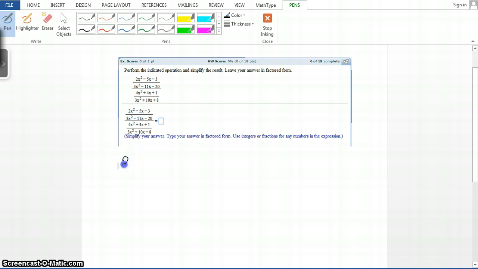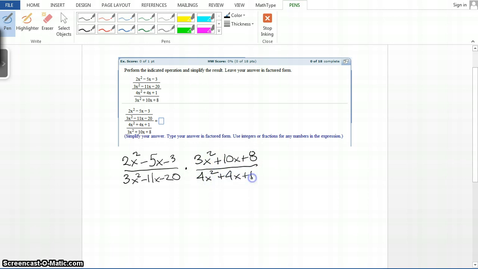So here's the problem. 2x squared minus 5x minus 3 is the first rational expression, over 3x squared minus 11x minus 20. Okay, I'm rewriting the problem as a multiplication. Instead of dividing by this one, we're going to flip it over so that the bottom part comes up top: 3x squared plus 10x plus 8. Then down below you have the 4x squared plus 4x plus 1.